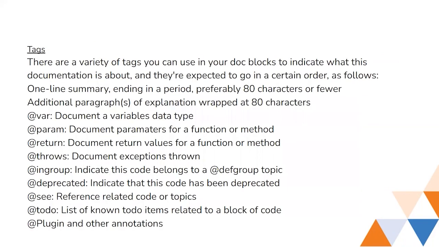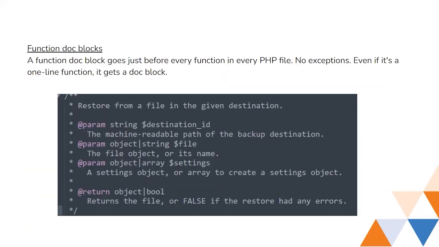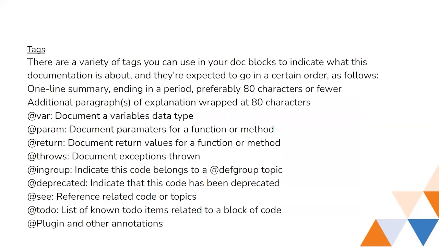The next topic is the tags. As I mentioned in the previous slides, we use these tags in doc blocks. There are many tags which we can use in a doc block, for example, where, param, return, see, todo, and many more. We have to make use of these so that we document the code properly.